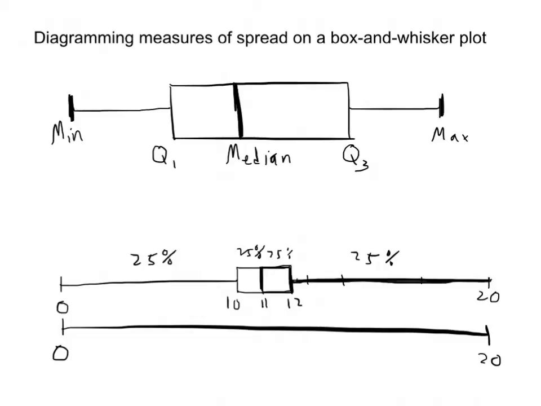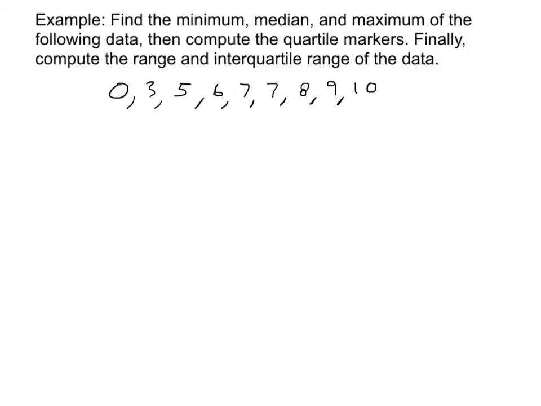some examples about how to compute the things that we talked about on the first slide, and maybe even drawing some of these box and whisker plots. So my first example, find the minimum, median, and maximum of the following data. So let's just start with that. First of all, what is the minimum of the data that we have here? Well, I was kind enough to put this in order for you, so hopefully you can see that the minimum is 0 and that the maximum is 10.